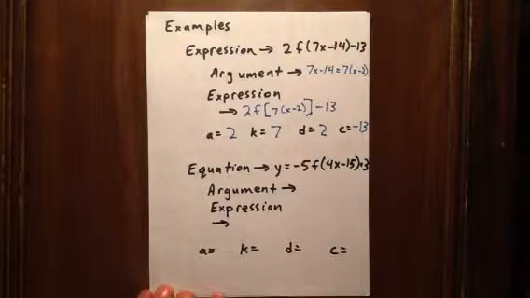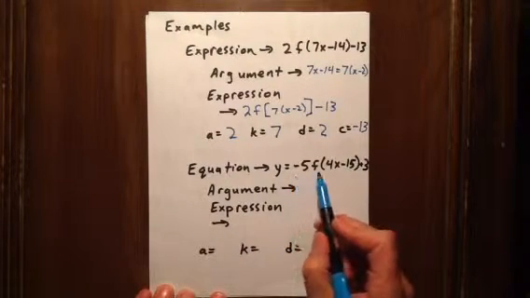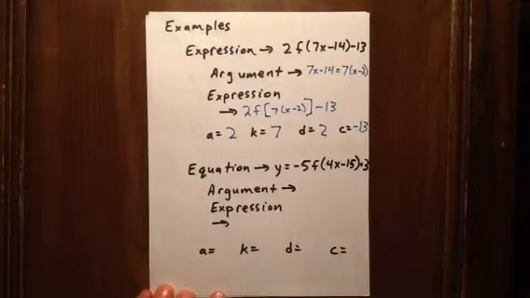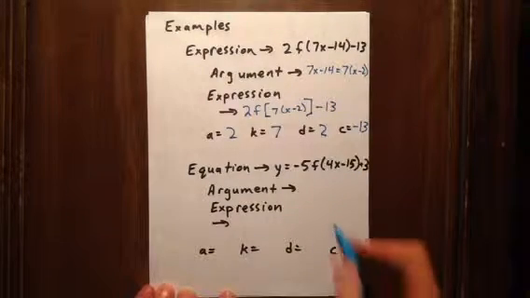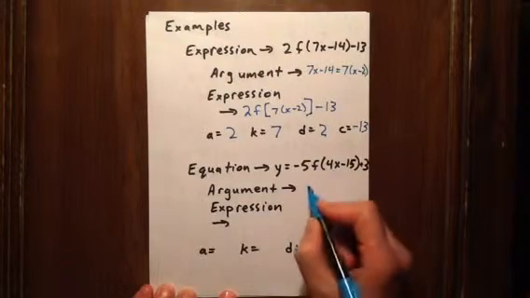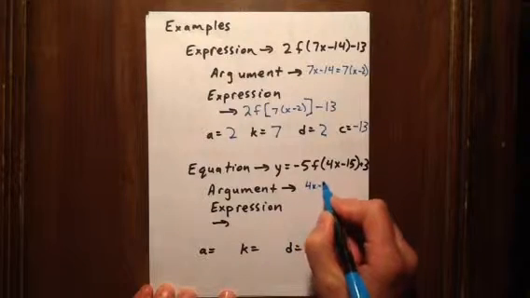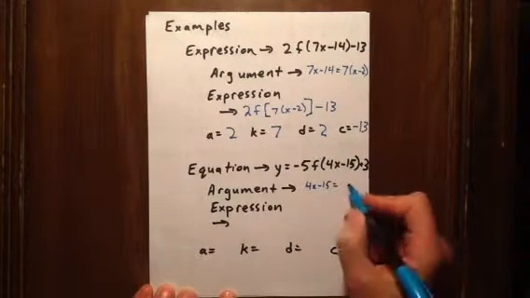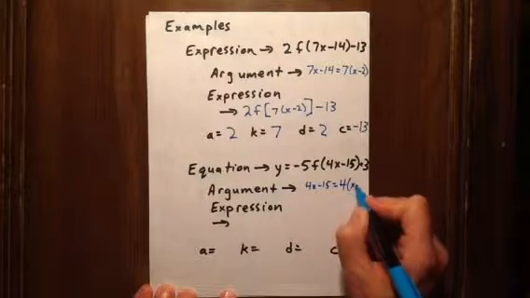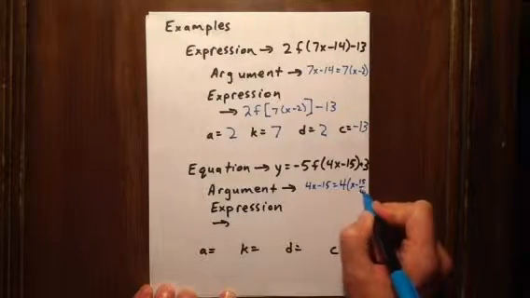Okay, looking at our next question. y equals negative 5f of 4x minus 15, plus 3. Well, I see that the argument here is 4x minus 15, and that can be expressed as 4 bracket x minus 15 over 4.